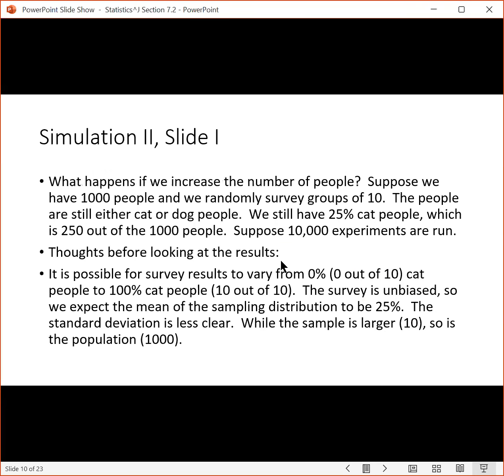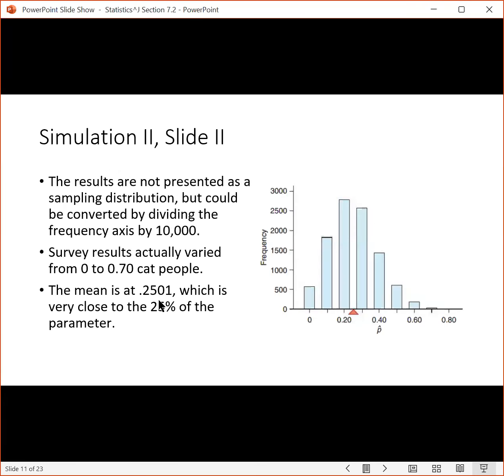So here I did 0% cat people to 100% cat people, and now we're using proportions instead. So we've got, this would be 0 or 0%, up to, and the highest looks like maybe there is a minuscule amount of 80% cat people in our 10 people, or 8 out of 10, but it's hard to see them. So the highest value that we can actually see is at 70%. Those 70% cat people, or 0.7 cat people.